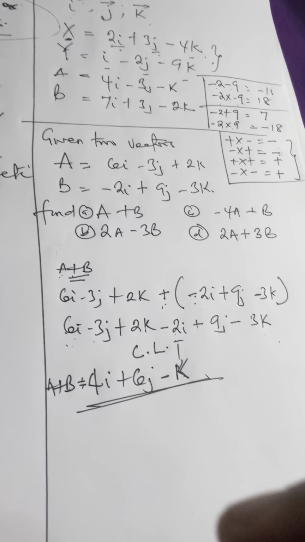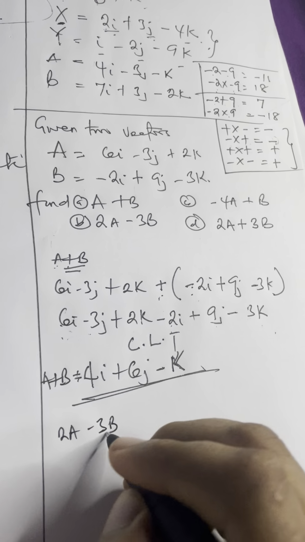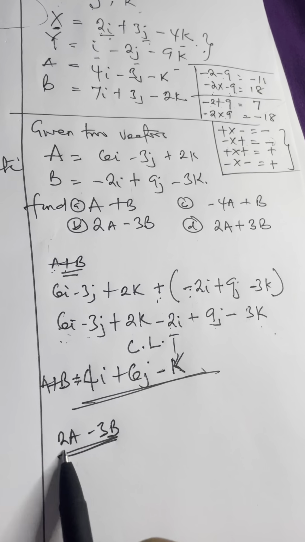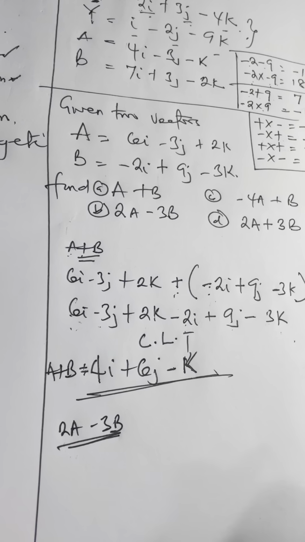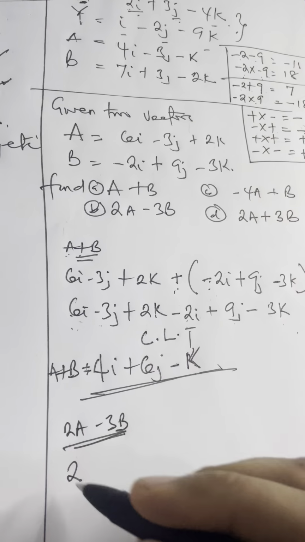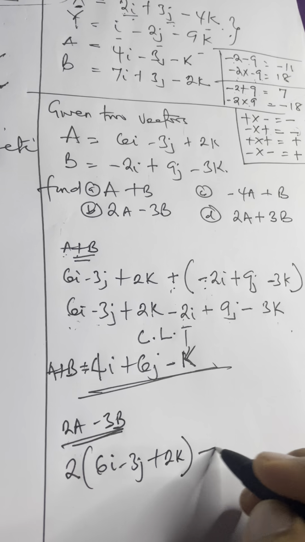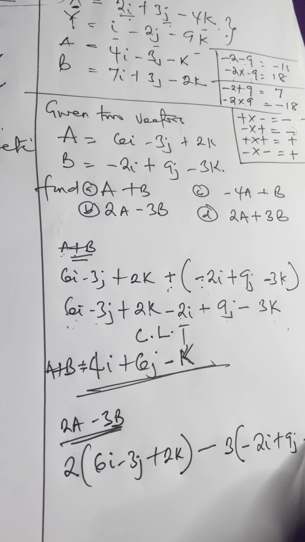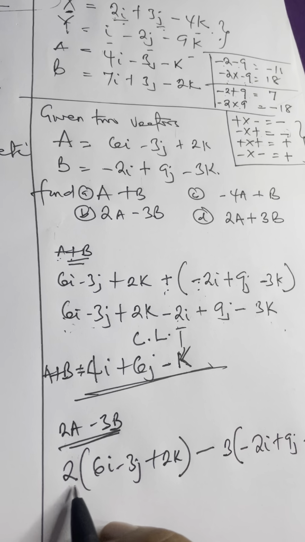So now let's go to the next one, which is 2a minus 3b. Now this one, you have the vector set having a coefficient. So what do you do here? You write the coefficient first. So you write 2, then bring this vector set a, which is 6i minus 3j plus 2k, then minus 3 bracket, bring set b, which is minus 2i plus 9j minus 3k. So what you just have to do now is to use this coefficient to open the bracket.